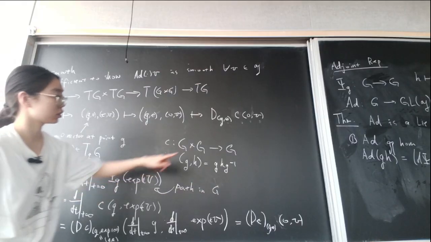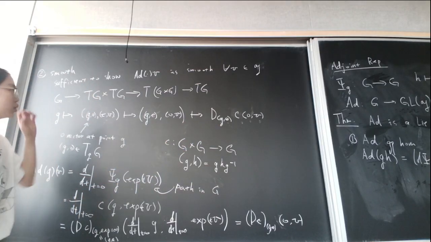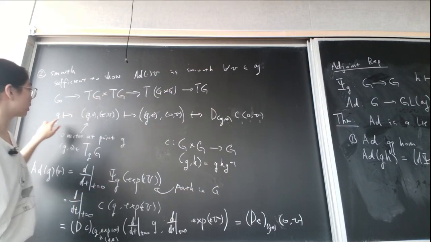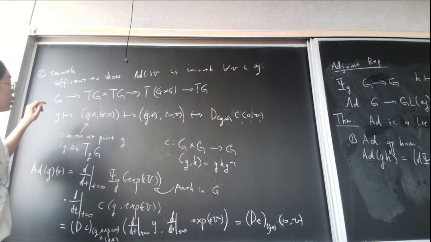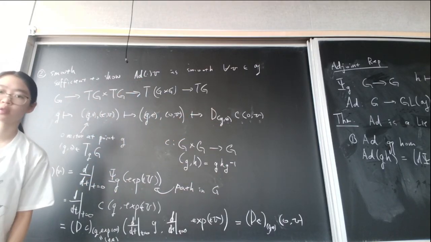So we've shown that these are the same. So this is indeed a composition of these maps, and each of those maps are smooth, so this map is smooth.